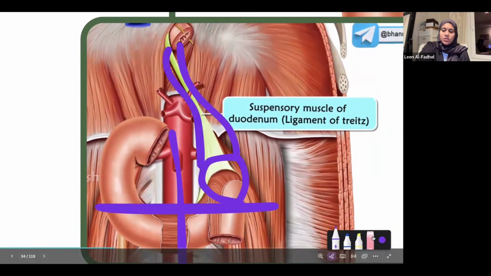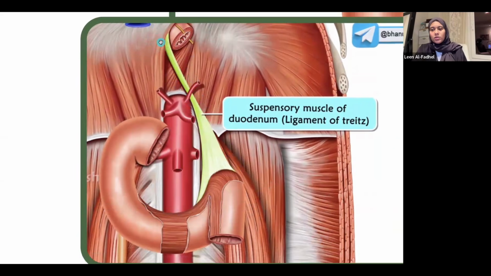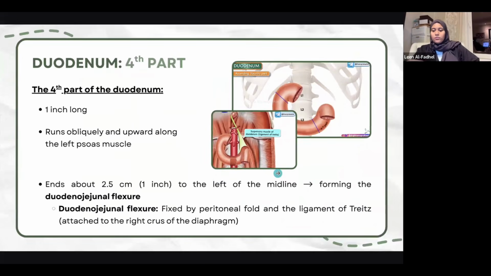This ligament of Treitz connects to this part. Do you guys remember what this part is called? If you remember CVP, this is a diaphragm, and the diaphragm has crura. So this is the right crus, so it attaches to the right crus. Because if you don't have it, then it just falls.